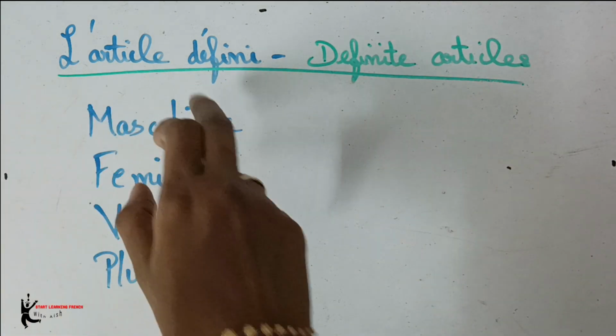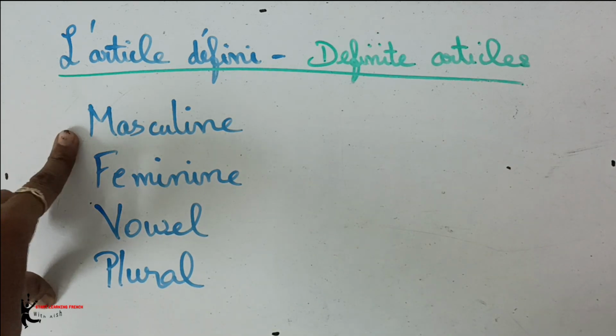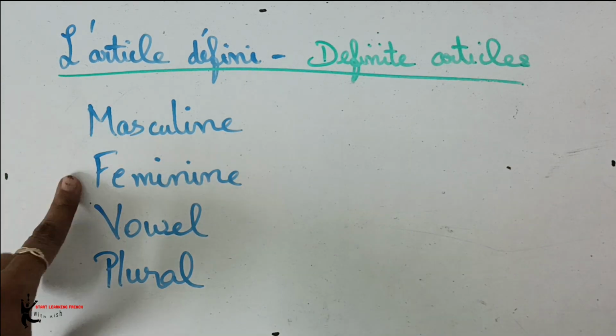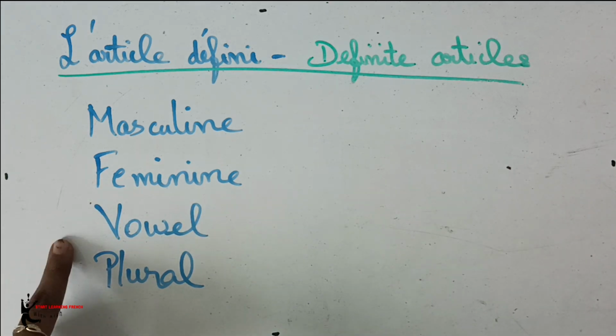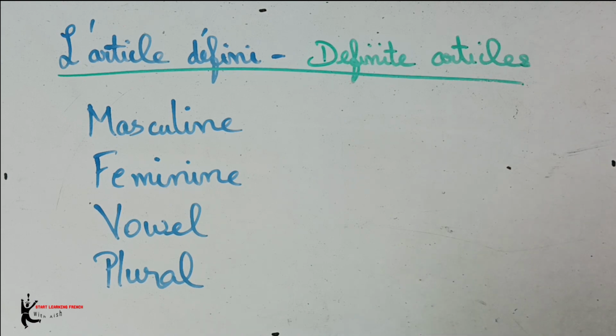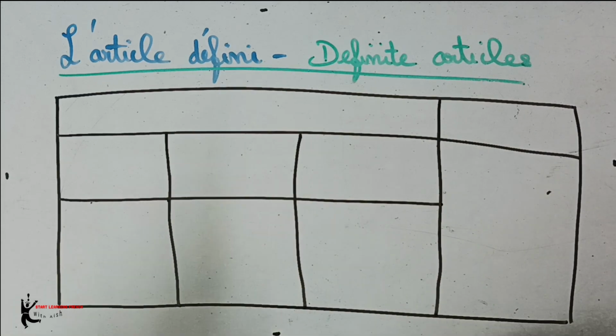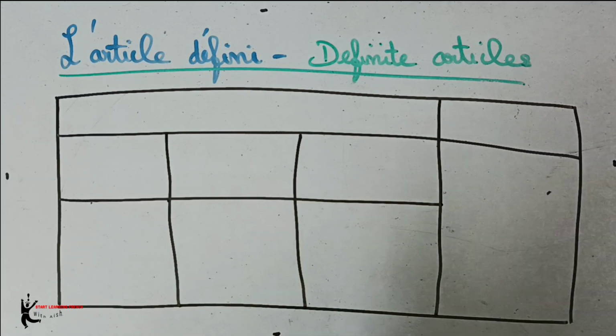So all the articles will be divided into four categories. The first one is according to the masculine, according to the feminine, according to the vowel, and according to the plural. So each and every article will be split into four categories. I'm going to show the article défini in French in a neat tabular column.